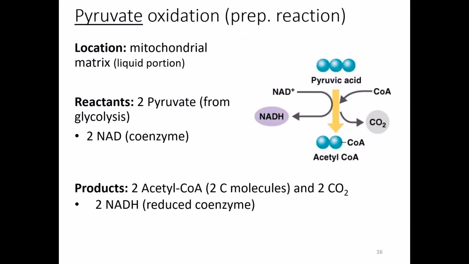That brings us to our next step. Our book calls this step pyruvate oxidation. Some places call it the prep reaction or preparatory reaction, but this happens in the mitochondrial matrix, which is the liquid portion of the mitochondria, and it requires those two pyruvates from glycolysis and NAD, a coenzyme, and it produces acetyl coenzyme A and also carbon dioxide and NADH. The NADH and acetyl coenzyme A is useful. The carbon dioxide is a waste product.